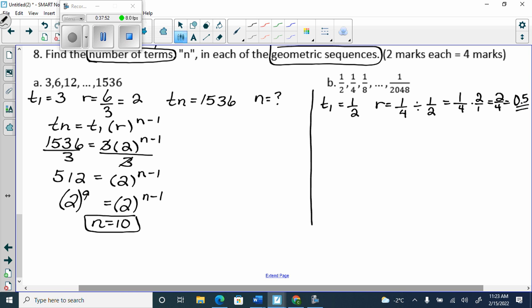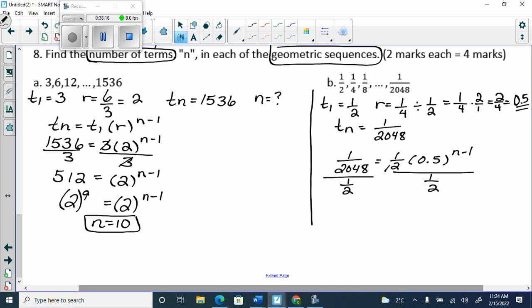And then our Tn is 1 over 2048. So we get 1 over 2048 equals T1, which is a half, 0.5 to the n minus 1. Now we're going to divide by a half, and your calculator can do this math for you, but I'm going to show it algebraically anyways because we're big kids and we can do it. So we go 1 over 2048 divided by a half equals 0.5 to the n minus 1.